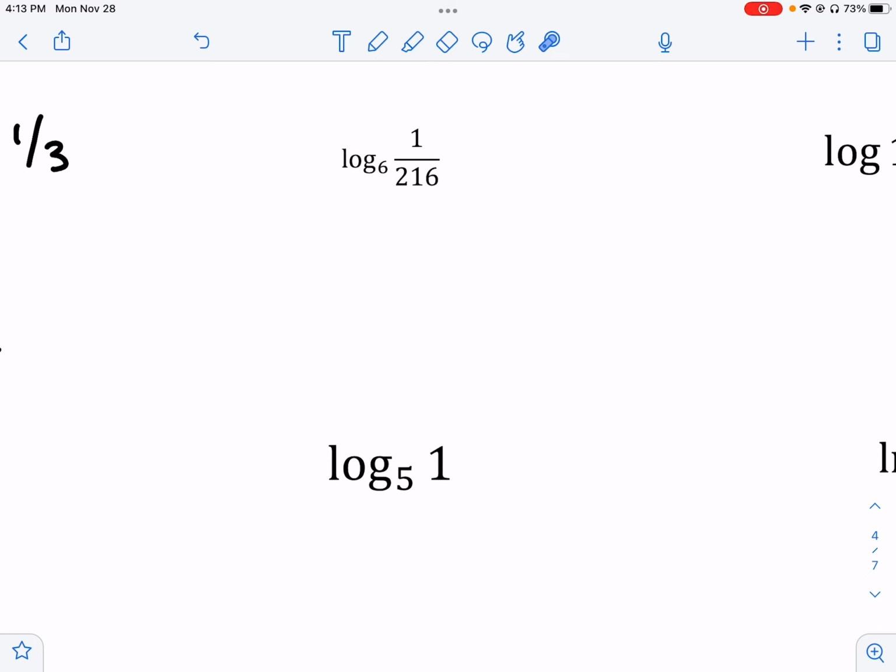But for this one, I now have an argument that's a fraction. So I'm saying 6 to the what equals 1 over 216. Well, I know in order for a fraction to be created using an exponent, I have to have a negative exponent. And to make 6 into 216, I have to multiply it 3 times. So the exponent here was negative 3.